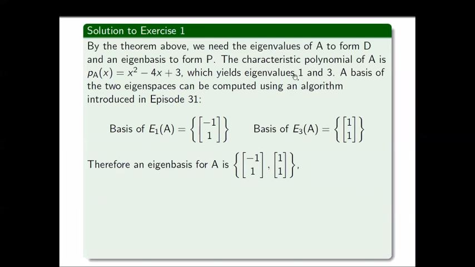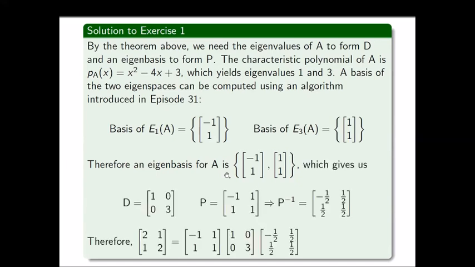So there are going to be two eigenspaces, and we want bases for each of them. We learned how to compute eigenspaces and bases corresponding to them using an algorithm introduced in the previous episode. So from the algorithm to compute the basis of a kernel in episode 28, we get the basis of the eigenspaces E1A and E3A. And then by taking these two vectors in these two sets and putting them together in a third set, we get an eigenbasis for matrix A.